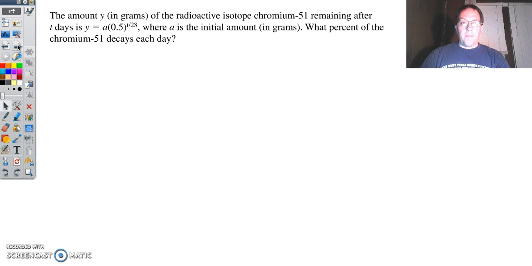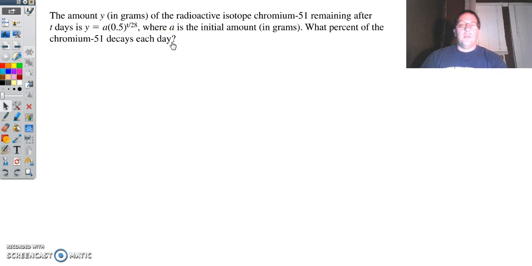Okay. Now let's take a look at this. This is looking at half-lives of radioactive isotopes, which is something that uses exponential growth and decay all the time. It's in science and stuff. So the amount Y in grams of the radioactive isotope chromium-51 remaining after T days is Y equals A times 0.5 raised to the T divided by 28, where A is the initial amount, however much you started with. What percent of the chromium-51 decays each day?